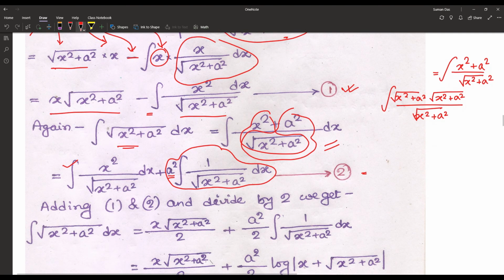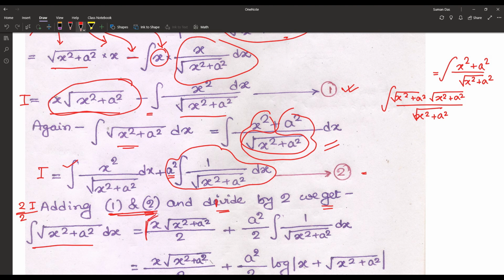Now look at this, that is also I and that is also I. So if we add 1 and 2, then we are getting 2I. To get I, we have to divide it by 2. So we are adding 1 and 2, both are equations representing I. So we divide by 2, and we get the first one was x times the square root of x squared plus a squared divided by 2. So that is our first part.